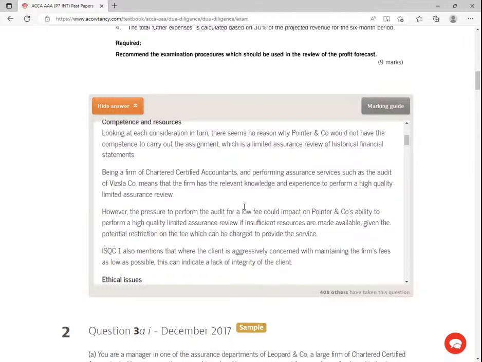These guys want me to accept very low fees. So low fees means what? You are not able to provide enough resources for this engagement. So a high quality limited assurance review is at risk if insufficient resources are made available, given the potential restriction of the fees which can be charged to provide the service. So this quality control standard also mentions that where the client is aggressively concerned with maintaining the firm's fees as low as possible, this can indicate a lack of integrity of the client.